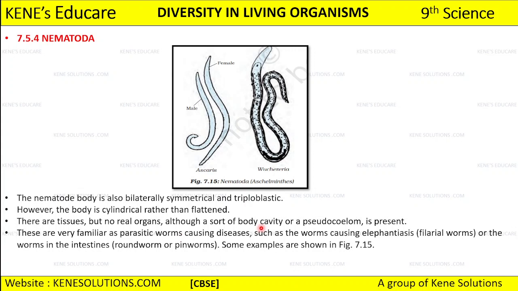There are certain worms which cause elephantiasis, that is filarial worms. And there are certain worms in the intestine as well, called roundworms or pinworms. So these are the examples of Nematoda.